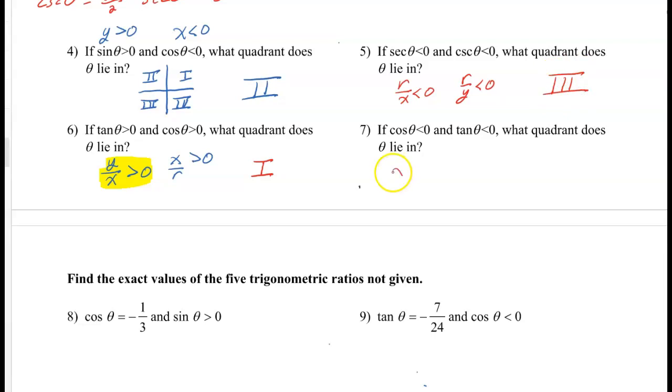For problem number 7, we're saying x is less than 0, and then y over x is less than 0. So if x is less than 0 and y over x is less than 0, this is really saying y has to be positive. So where is x negative and y positive? That must be quadrant 2.